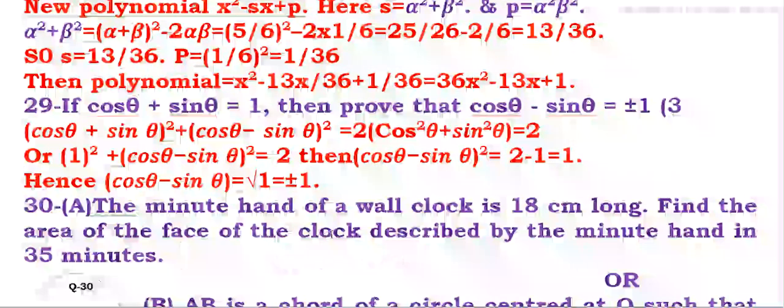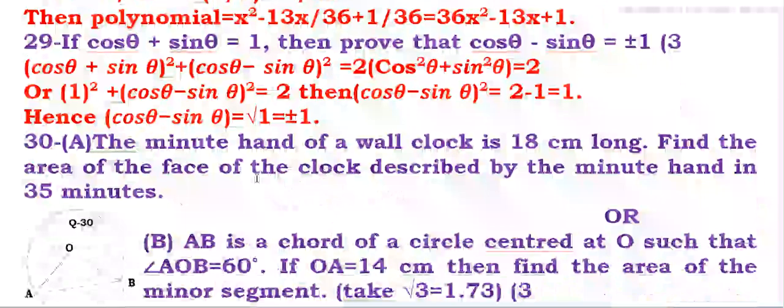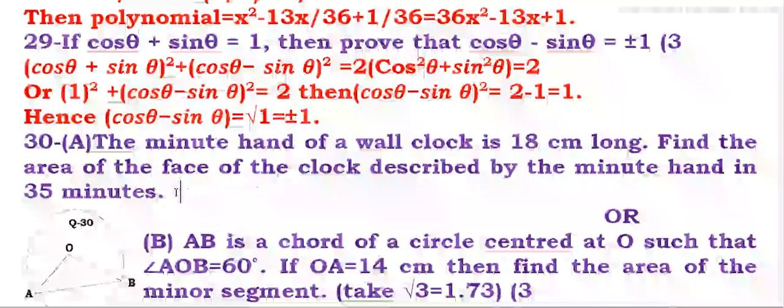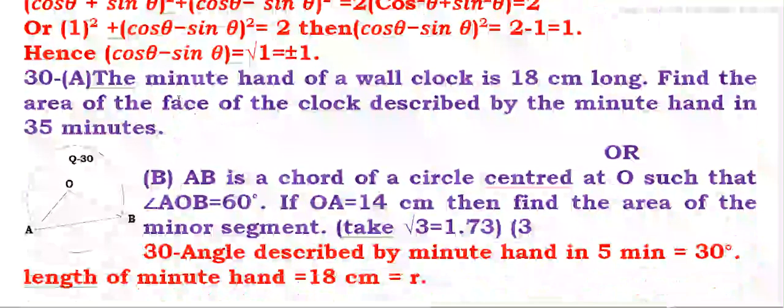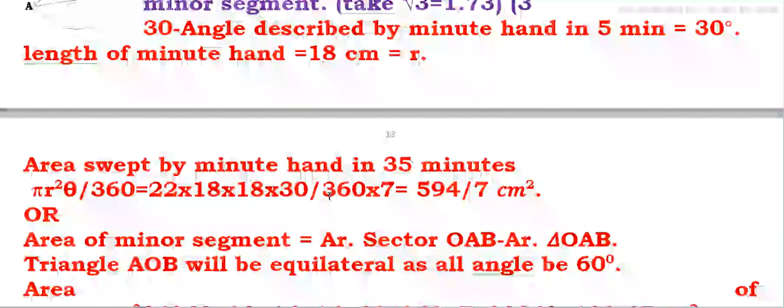Minute hand of a clock is 18 centimeter long, so the radius is 18. Find the area swept in 35 minutes. In 1 minute it travels an angle of 6 degree, in 35 minutes it will travel 210 degree. So here will be the area swept in 35 minutes, that is for 210 degree, that is 594.